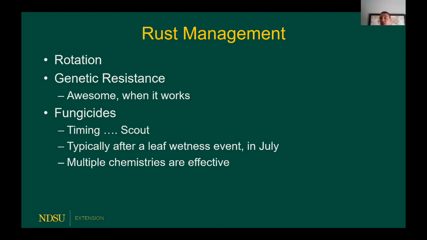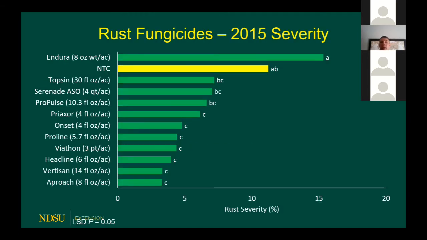All right, so if you're thinking about pulling the trigger, scouting is important. And I know a lot of folks will drop in a little bit of extra chemical of something else into a white mold application. That can help keep rust at bay for some time. All right, the last thing about fungicides is that multiple chemistries can work. And so here's a couple different trials that we did over time.